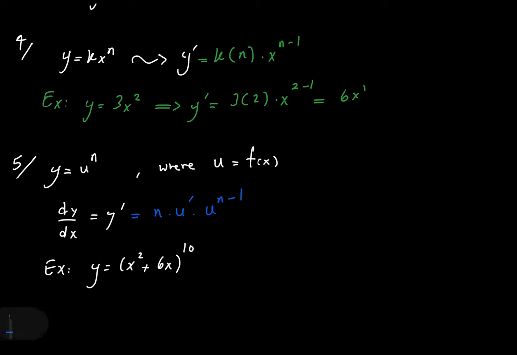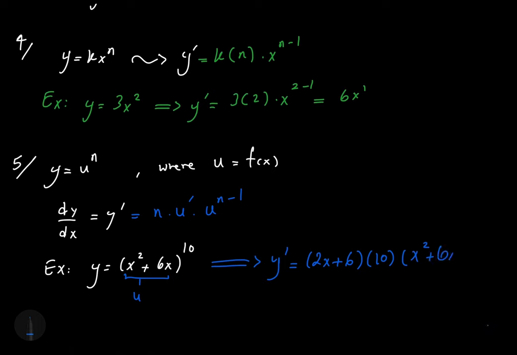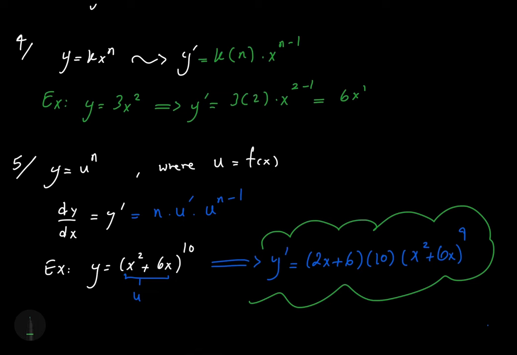So here, u is a function, right? n is equal to 10, and the first thing you've got to do is take the derivative of that function. So y prime is going to be the derivative of x squared plus 6x, which is going to be 2x plus 6. You multiply this by the power, which is n, which is 10, times the same function, and subtract 1 from the power, so 10 minus 1, the power would be 9. And there you go. This would be the derivative of the function y equals (x squared plus 6x) raised to the power of 10.